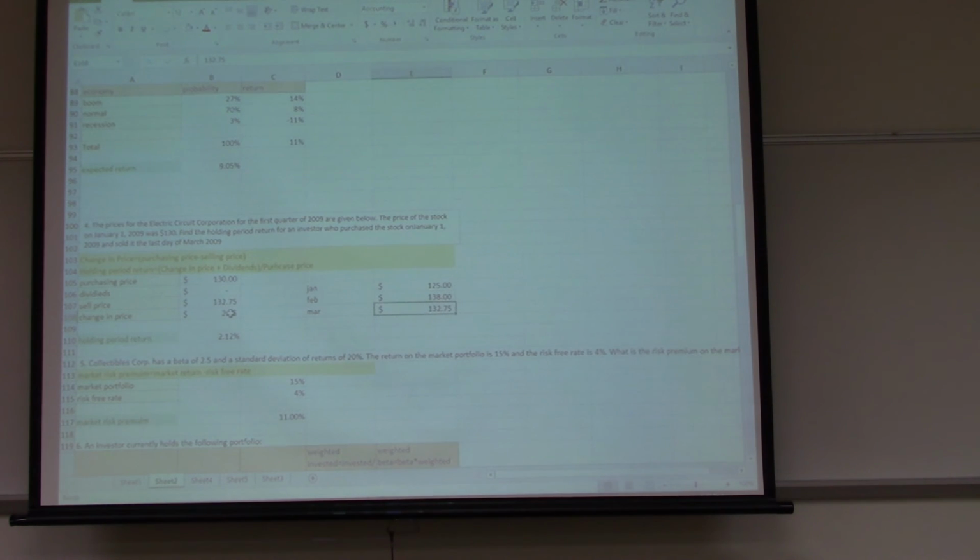Yeah, Tristan, what's your way? Tristan's way is calculating, first figure out the difference, the change in price, then use the difference divided by 130. Yeah, I find the change in price first, and then I do this. This is the best way. You figure out the change in price, and use it divided by the purchasing price, and then the equation up there.